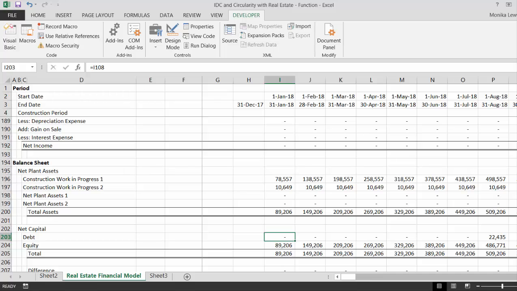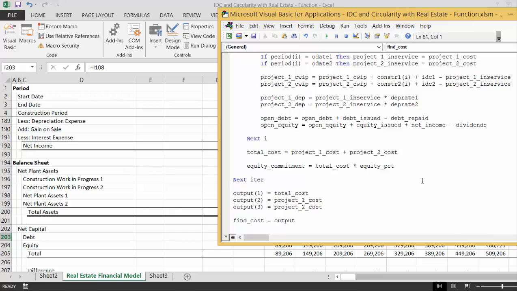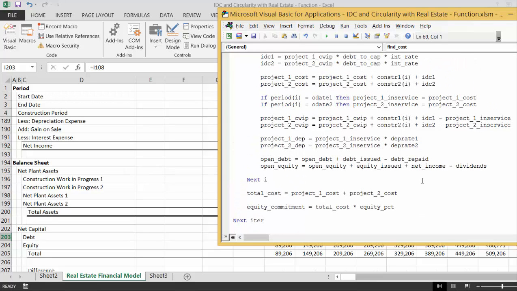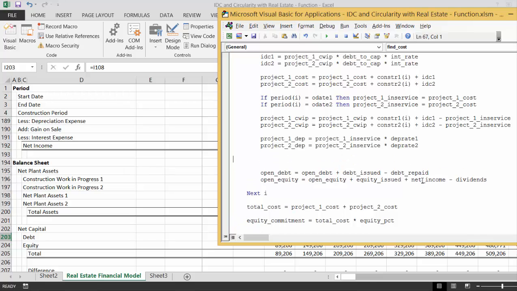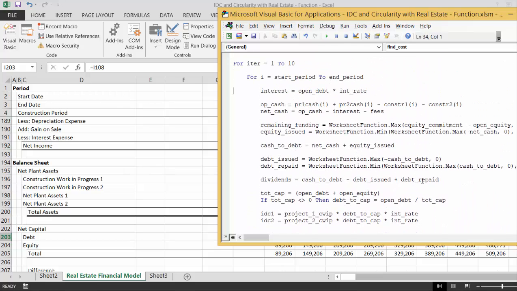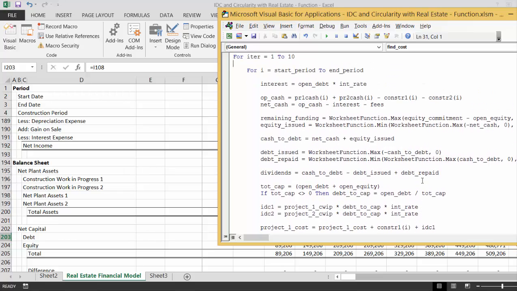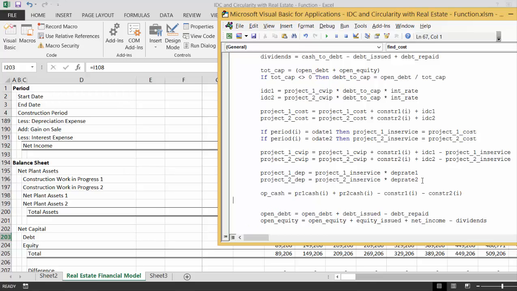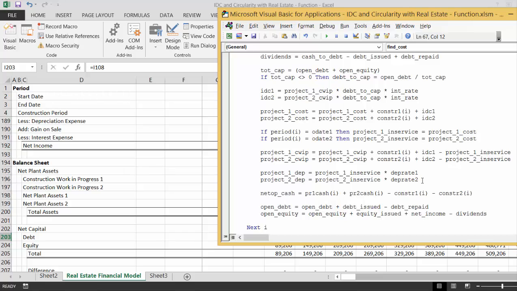Okay, so I hope you don't mind that I'm trying to stop at a reasonable period here. So the net income, where did I put the income? Project 1 cash plus project 2 cash. So we have the net income equals the project 1 cash plus the project 2 cash minus the project 1 depreciation minus the project 2 depreciation.